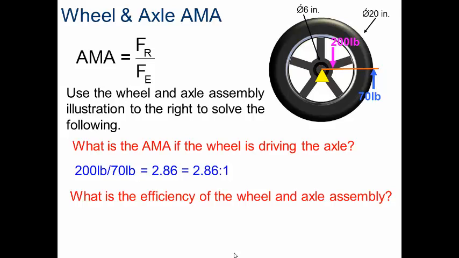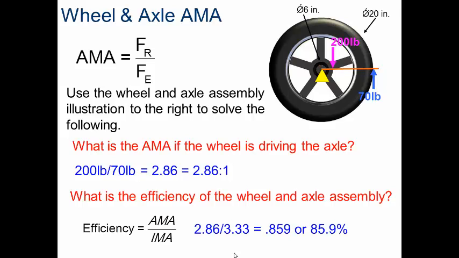The efficiency then of this system would be our actual mechanical advantage divided by our ideal mechanical advantage. Recall from the previous slide that our ideal mechanical advantage was simply 3.33. So our actual mechanical advantage divided by our ideal mechanical advantage gives us an efficiency rating of 85.9%.